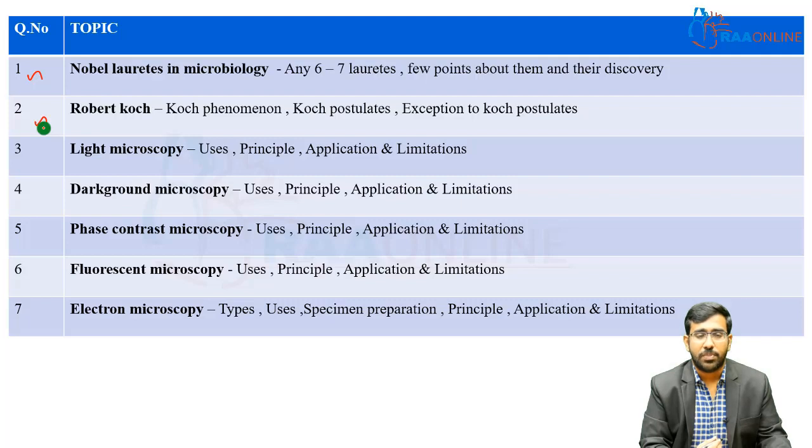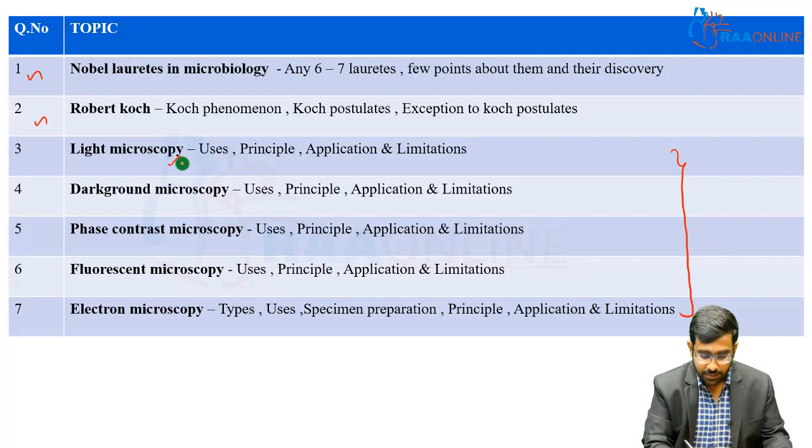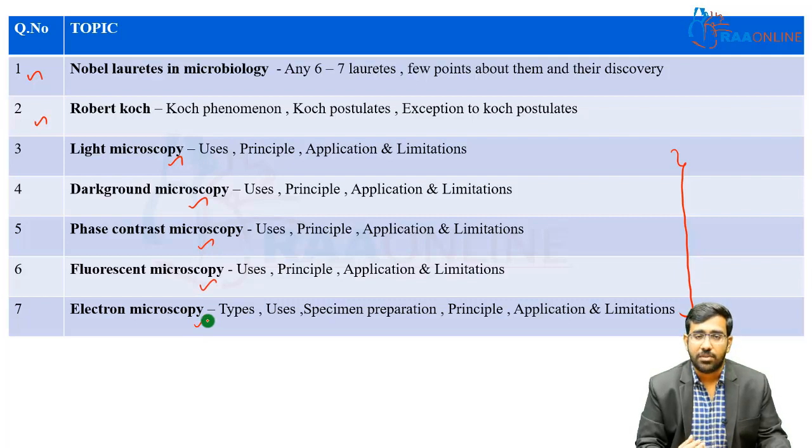And the microscopy, whenever they are going to ask about microscopy. These are the 5 microscopies that are very important. The first is the light microscopy, the dark ground, phase contrast, fluorescent, and electron microscopy. Rarely they can ask about the confocal and the polarized microscopy. Again that is going to be from the MD point of view. So mostly for MBBS these are the questions that you must know.